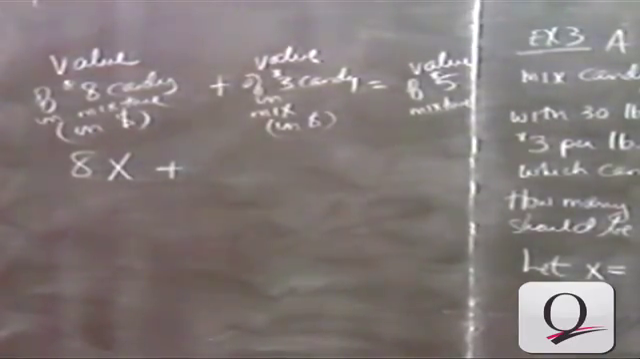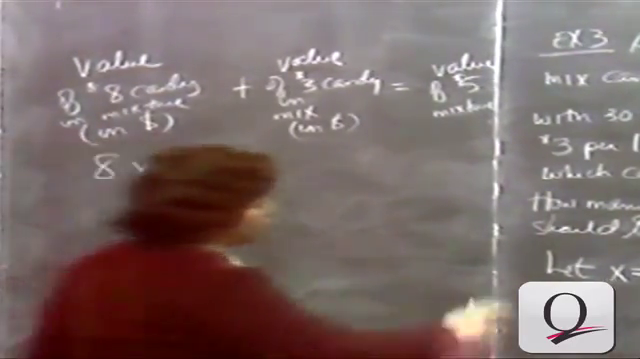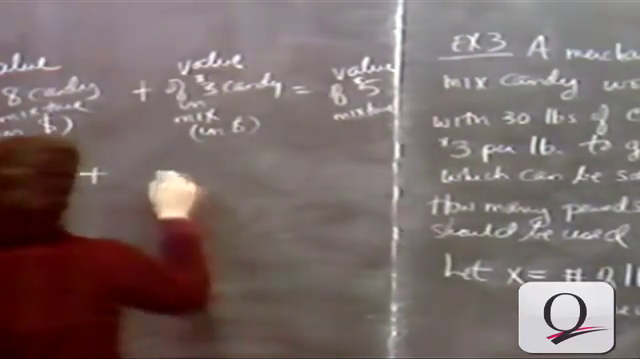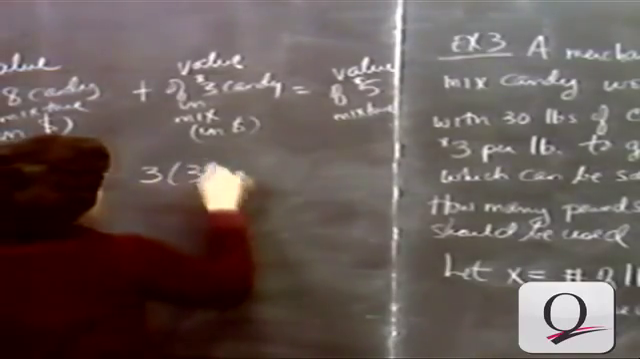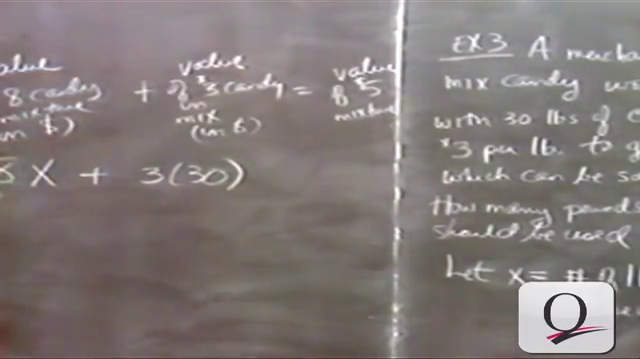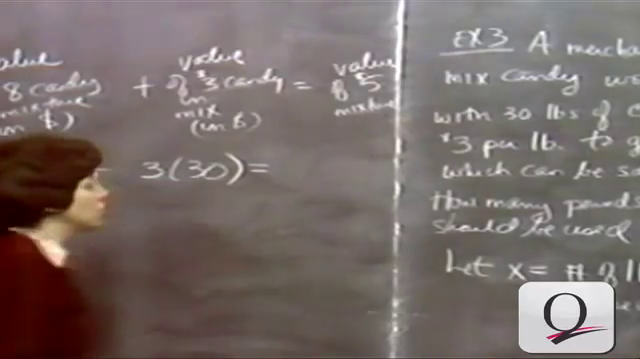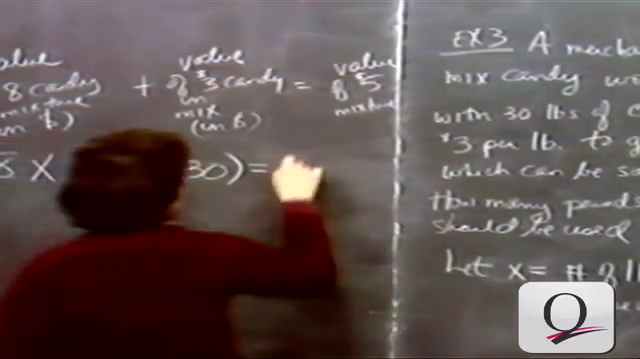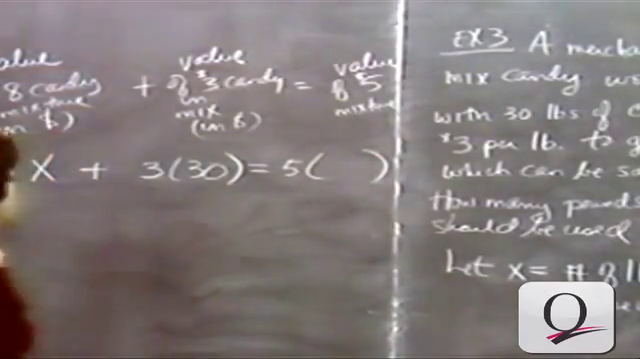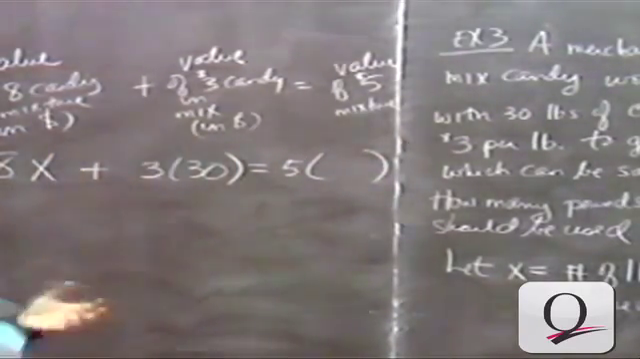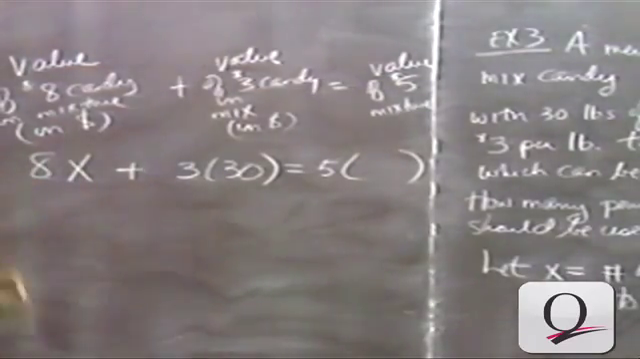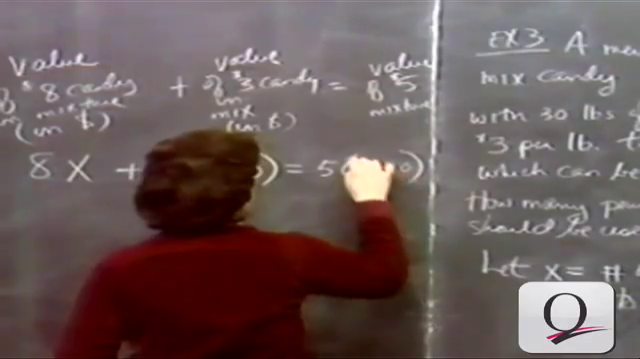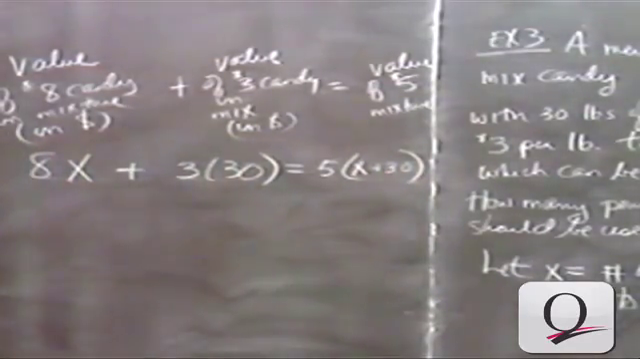Now the value of the $3 candy in the mixture. He's putting 30 pounds of the $3 candy in, so there's no unknown here. It's $3 a pound times 30 pounds. And the total mixture is going to be worth $5 per pound times the number of pounds. Now, in this mixture we have some of the $3 candy and some of the $8 candy: 30 pounds of the $3 candy and x pounds of the $8 candy.